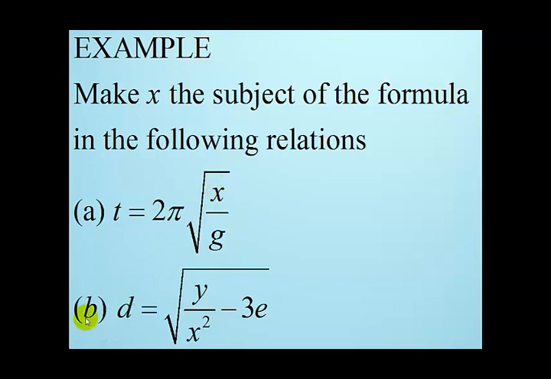Now with the example in B, we have D equals the root of y over x squared minus 3e. The x that we are making the subject is also under a root. That means that we have to square both sides in order to do away with the square root sign. Now let's look at the solution to these problems.